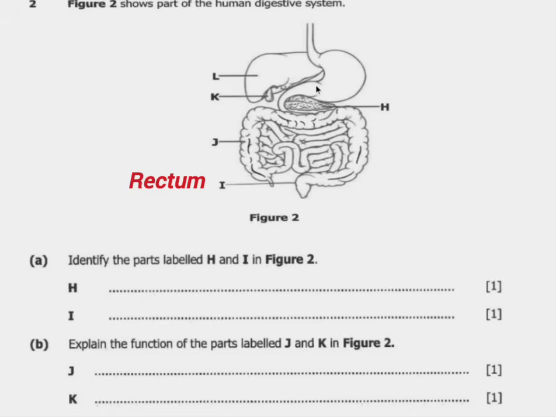Question B is saying explain the function of the parts labeled J and K in figure 2. So we know to say that part labeled J is called the large intestine. So what is the function of the large intestine? That is where now the absorption of water takes place. So the absorption of nutrients takes place in the small intestine, which are these, and this one is the large intestine. So in the large intestine, that is where the absorption of water takes place, and in the small intestine, that is where now the absorption of nutrients takes place.